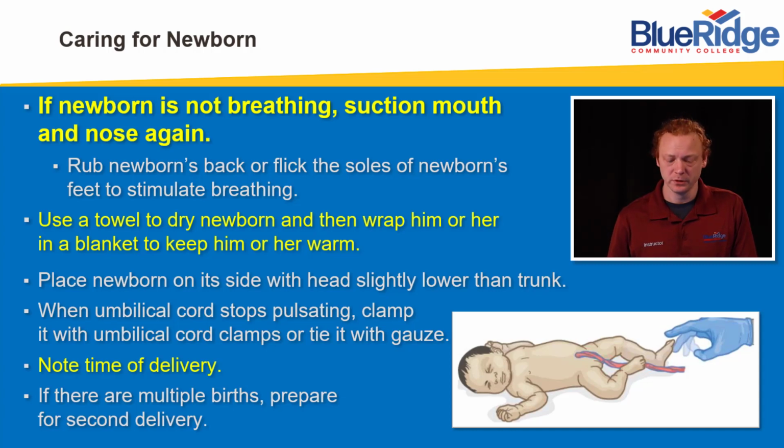for the newborn. A lot of times, if there are delivery complications, having that umbilical cord to be used as a venous access for the hospital is very beneficial for them to have there. Note the time that the delivery occurred so it can be properly recorded on the baby's birth certificate. And then in the rare event that you encounter multiple births, prepare for a second delivery.